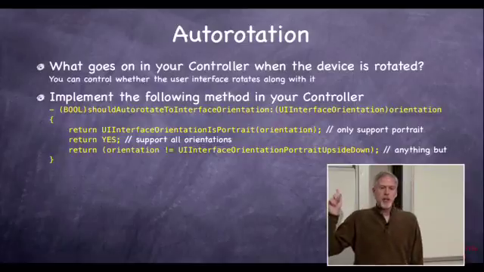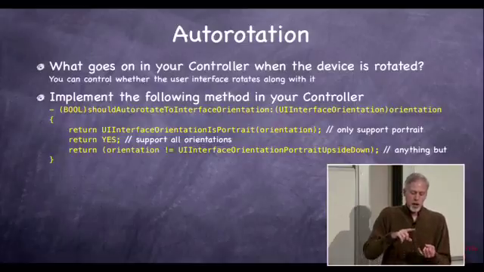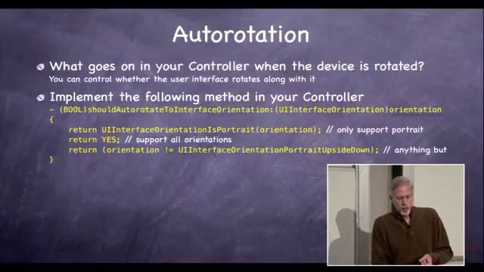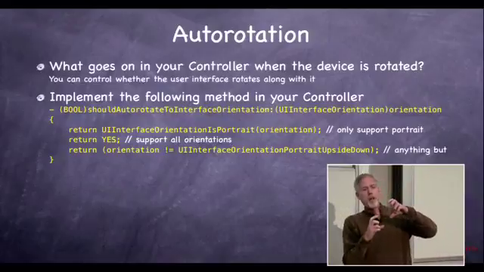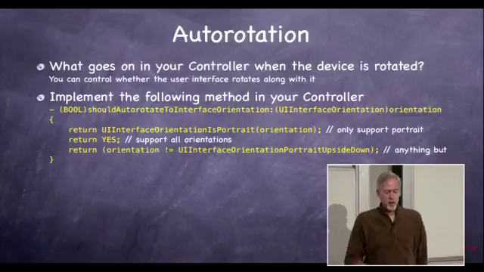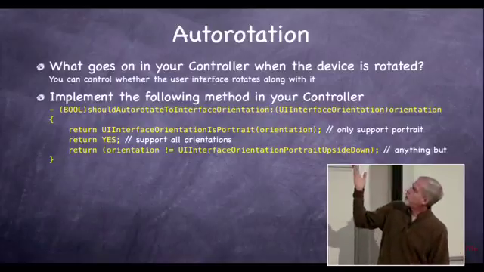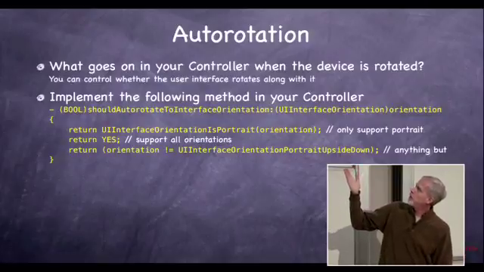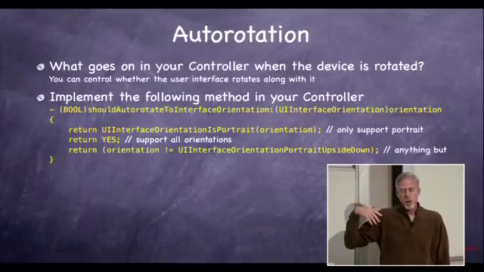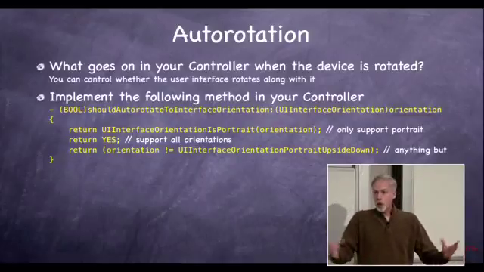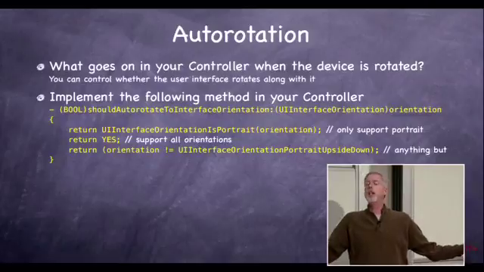Now, this orientation, UIInterfaceOrientation, is either UIInterfaceOrientationPortrait, PortraitUpsideDown, LandscapeLeft, or LandscapeRight, okay, which is landscape with the home button on the left, landscape with the home button on the right. Those are the four orientations you can go into. There's a macro called UIInterfaceOrientationIsPortrait, so you could pass the orientation to that macro and find out if it's one of the two portrait ones. You could also just return yes, which means I'll rotate to any orientation.